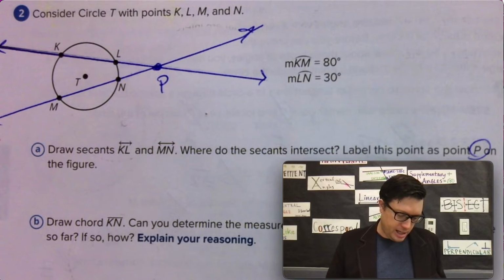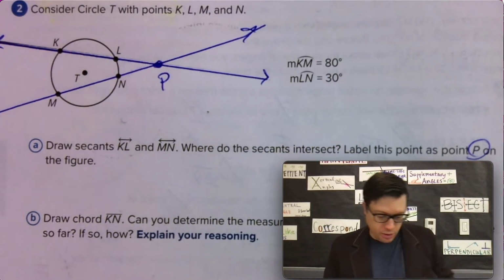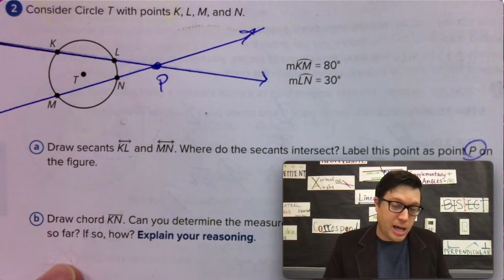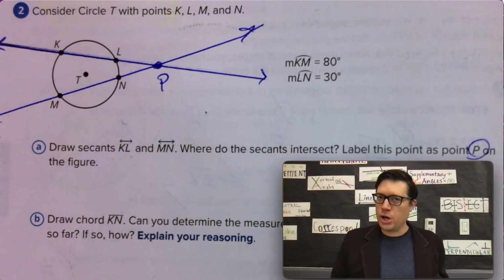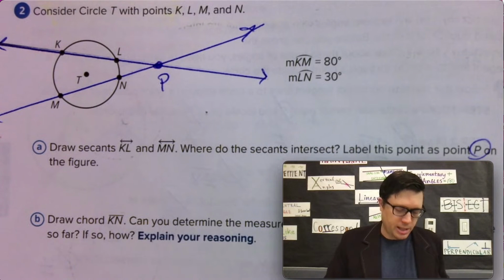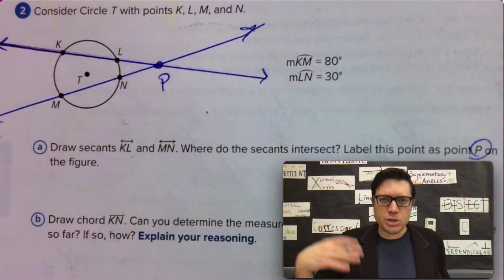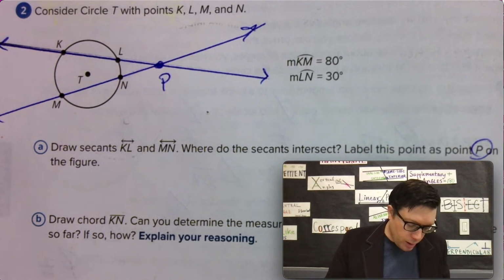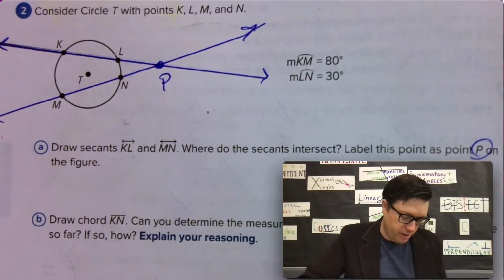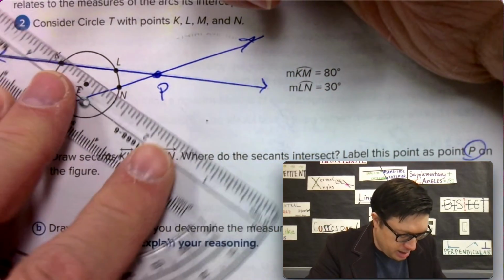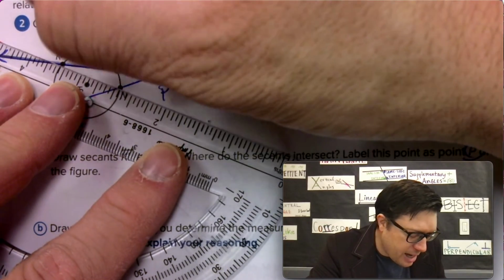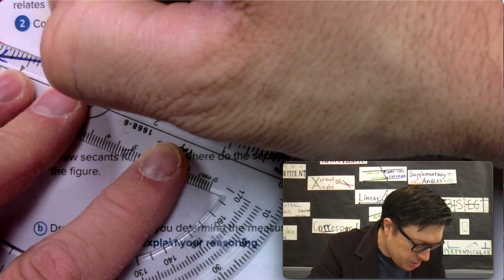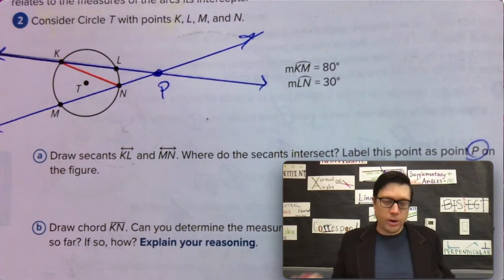Draw the chord KN. I know my camera's under it, but it says, can you determine the measure of angle KPM with the information that you have so far? And if so, how? Explain your reasoning. That's reason and construct viable arguments. So we're going to draw KN, and I'll switch to a different color here. KN is this chord. A chord is a secant line, but it's a segment, not an actual line. So there is the chord KN.